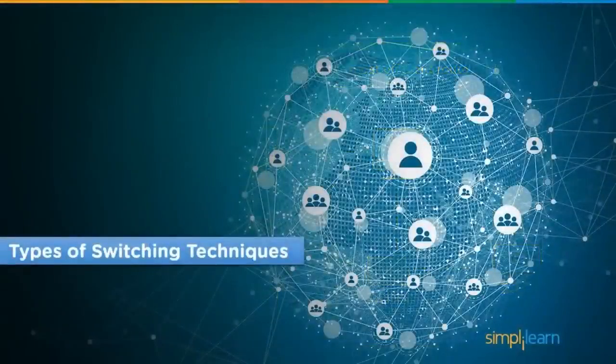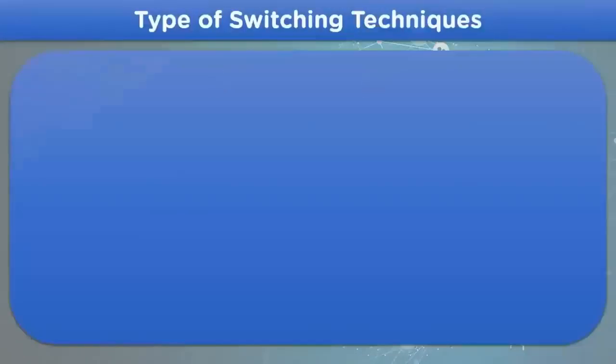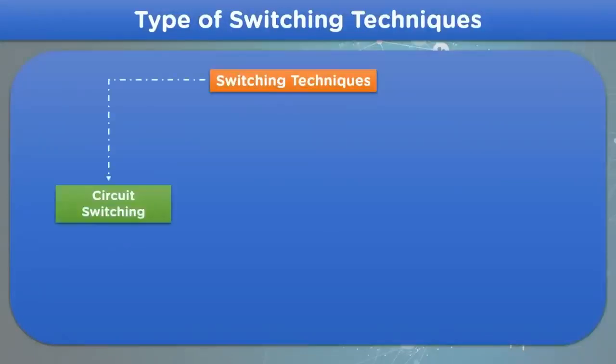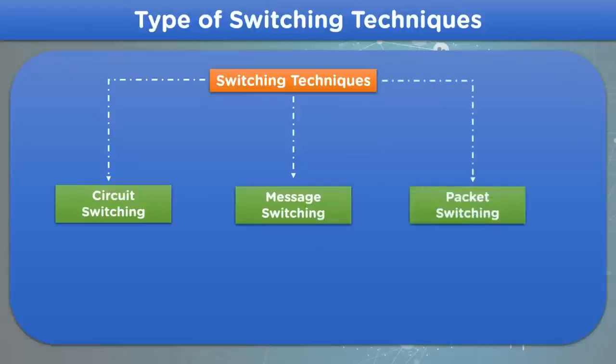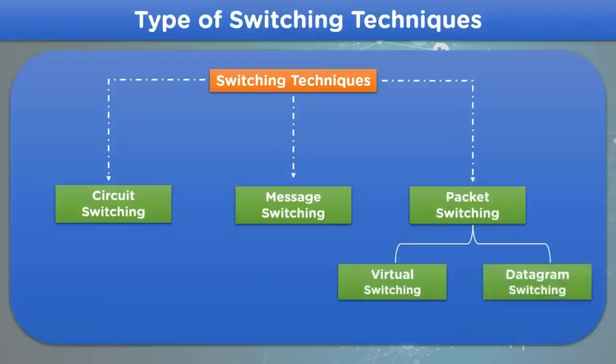Next, we will look into different types of switching techniques. Switching techniques can be divided into three primary types. The first is circuit switching, that requires a predestined path for data transmission. Then we have message switching, which integrates the destination address with the data for transmission. And in the end, we have packet switching, that divides its message into smaller units known as packets. Packet switching can further be divided into two different types, that are virtual switching and datagram switching.